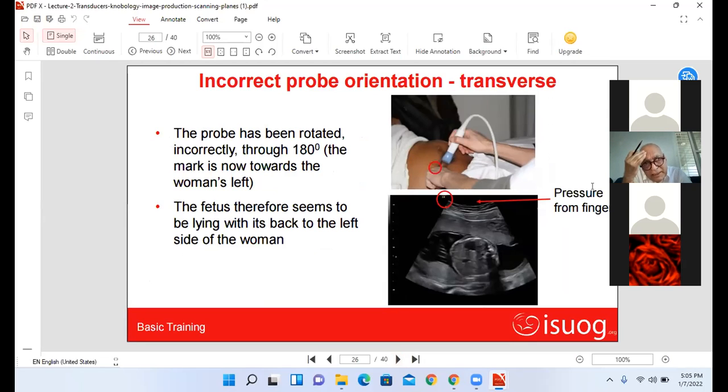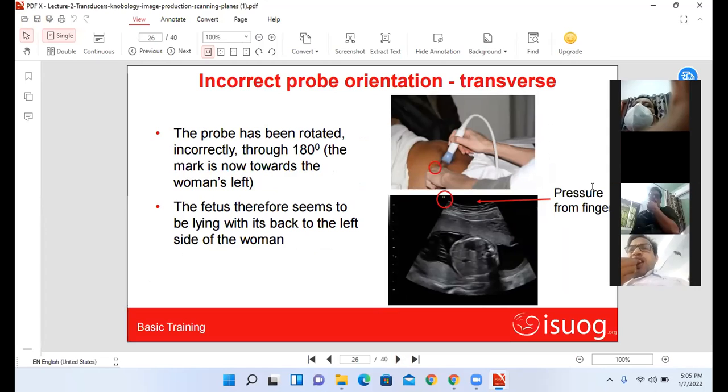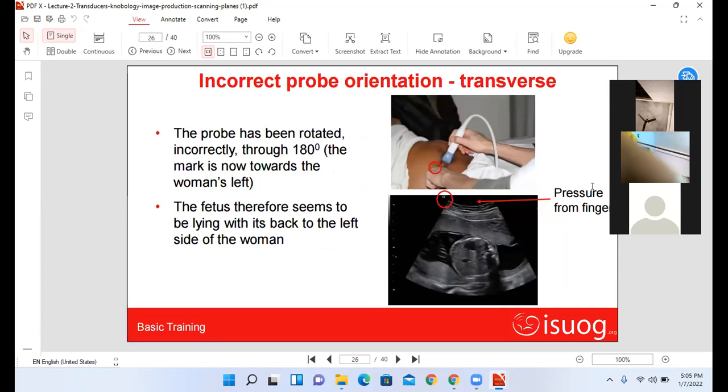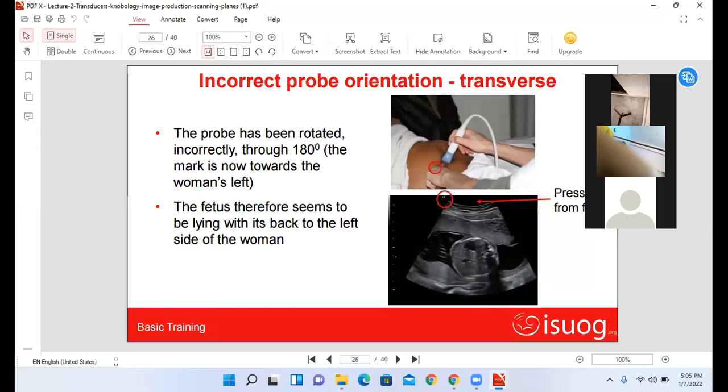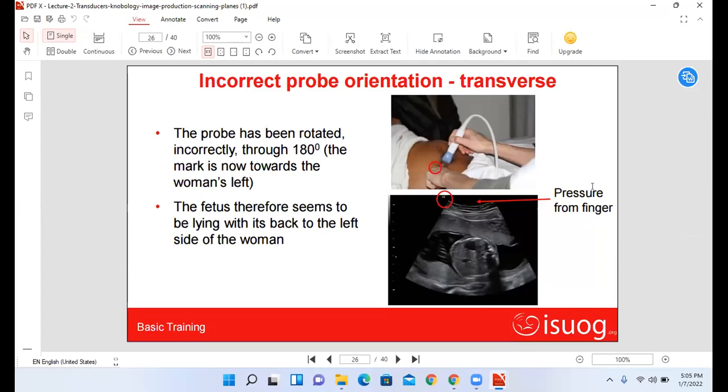Incorrect probe orientation, transverse. What will happen? Here the probe has been rotated incorrectly through 180 degrees. The mark is toward the woman's left, and therefore the fetus seems to be lying with its back to the left side, the completely other direction. So with 180 degrees, we are losing sight of the orientation. Next slide, please.